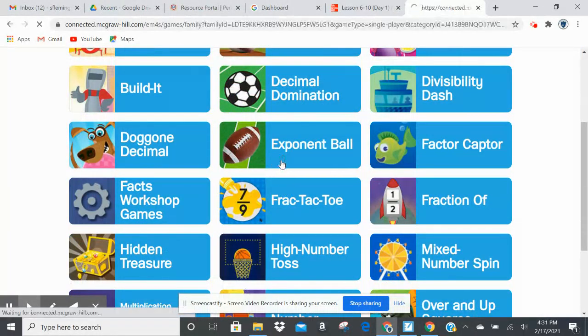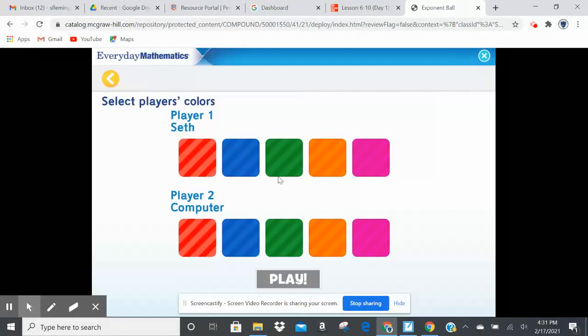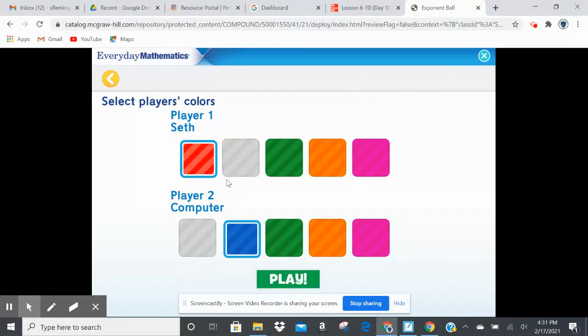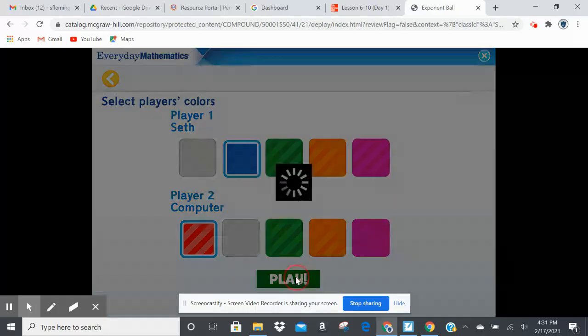Everyday Math games. Exponent ball. Let's see if it comes up. Yes, I think it's working. Yay. Okay, I'm going to be red. Actually, my favorite color is blue, but that's okay. Hey, blue's available. Yay. Okay, they can be red. All right, let's play.